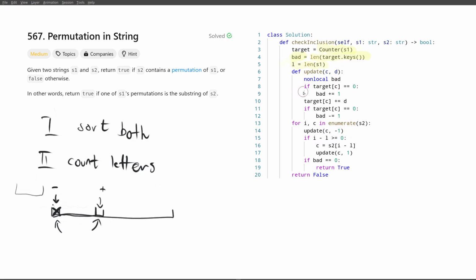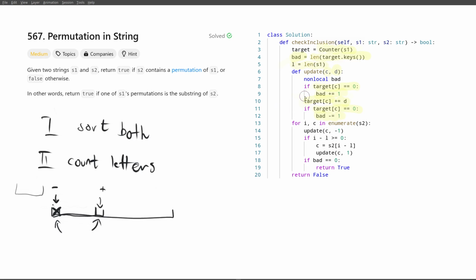And now whenever we see a character C, and we want to change its number of occurrences by D, which would be +1 or -1, we'll do it like this. We will just take the target of C and add D to it. But before doing that, we see if the difference in the number of occurrences was 0. In that case, we have now created a bad letter. And again, if after our operation the number of occurrences becomes 0, then there is exactly the same number of occurrences in the pattern and in the substring. So we have gotten rid of one bad letter.